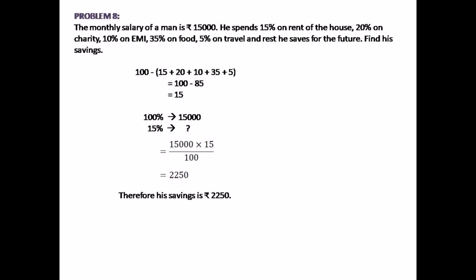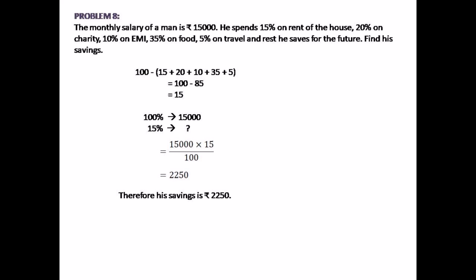The monthly salary of a man is rupees 15,000. He spends 15% on rent of the house, 20% on charity, 10% on AMI, 35% on food, 5% on travel, and rest he saves for the future. Find his savings. 100 minus 15 plus 20 plus 10 plus 35 plus 5 gives 15.